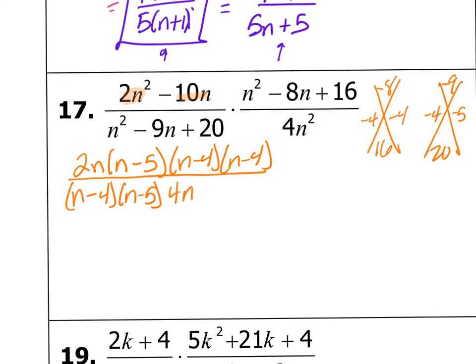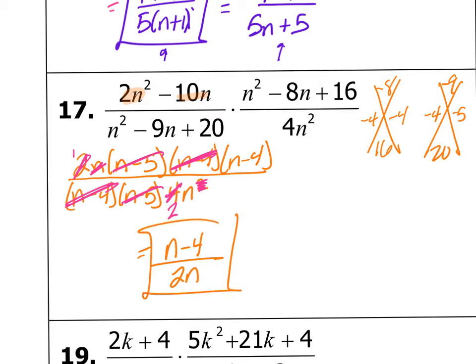And then I've got 4n squared. So now I want to make some ones. So 2 goes into 2 one time and into 4 2 times. And n goes into two n's, I've got one n left. So n minus 5 and n minus 5 and n minus 4 and n minus 4. So in my numerator, I've got 1, 1, 1, 1, n minus 4 left. And in the denominator, it looks like I've got 2n left. There we go. Good job. So we've only got a few more problems left to do.